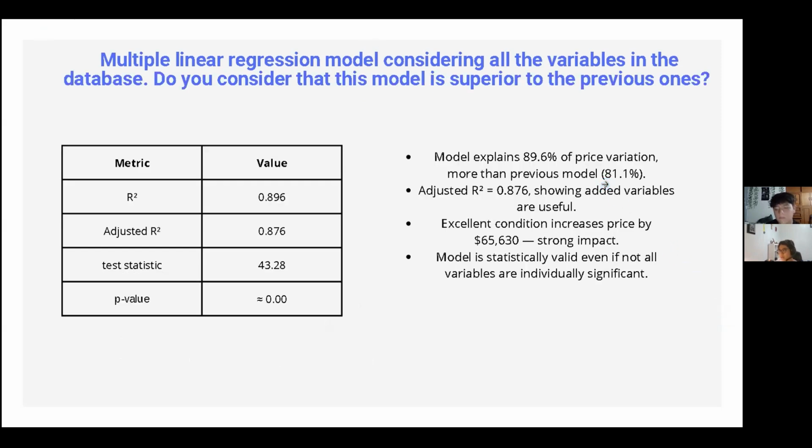The R squared has now increased to 0.896 and the adjusted R squared to 0.876. This means that the model explains almost 90% of the price variation. So overall, this full model performs better than the previous one, thanks to the inclusion of relevant categorical variables like the excellent condition variable.